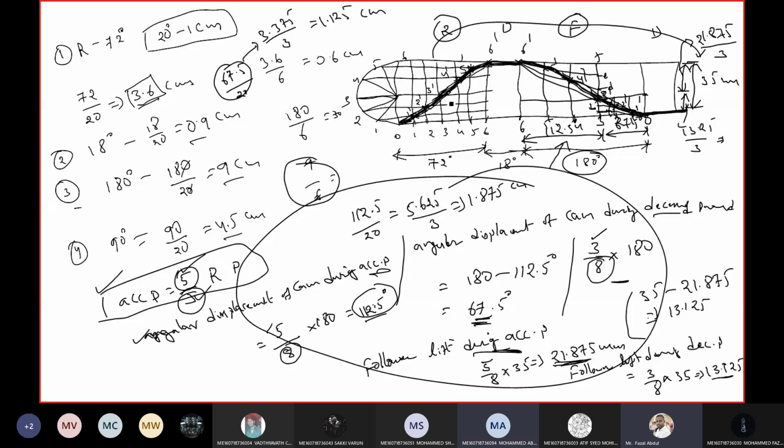Sir, in this problem, we are raising the follower with the help of simple harmonic motion, and then after this, descending the follower in the form of uniform retardation and acceleration, sir. Yeah, exactly. Okay, so they will be a combination. Always they will be a combination. It depends on the examiner. They will give a combination, otherwise a single type of motion will be given.